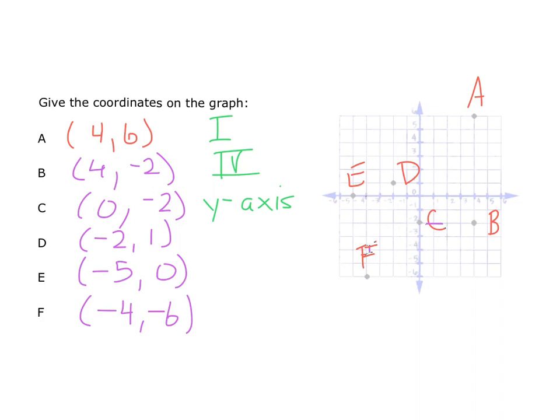Again, take just a half a second and try to name the last 3 on your own. And away we go. Point D, that would be in quadrant number 2. E would be on the x-axis. And F would be in quadrant number 3. That's all you really have to do, is just kind of name it. There's nothing to really calculate there.